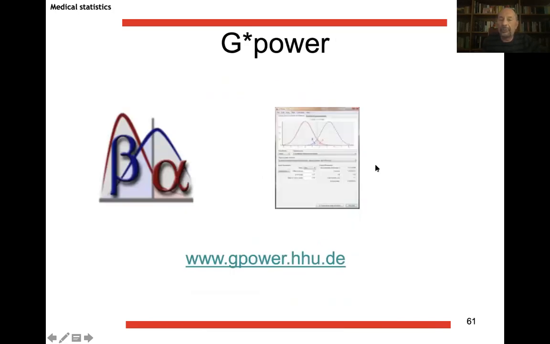And just to tell you, if you want to do this calculation, there's a very nice free software available, which is called G*Power. It's actually a German software. You can download it from this site and play with it if you want to design a clinical trial. With this, we can conclude.